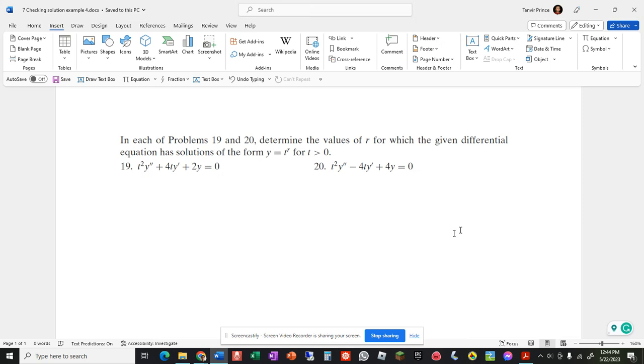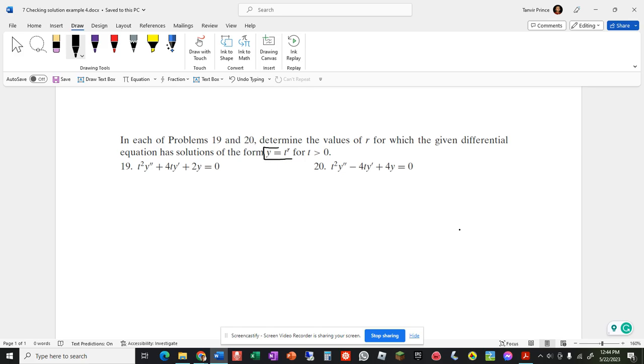Hello, everybody. Let's continue with this example of checking solution. So this time, the solution that we're looking for is of the form y equal to t to the r, where r is some number. And the question asks you, what is my possible value of r so that it becomes a solution?